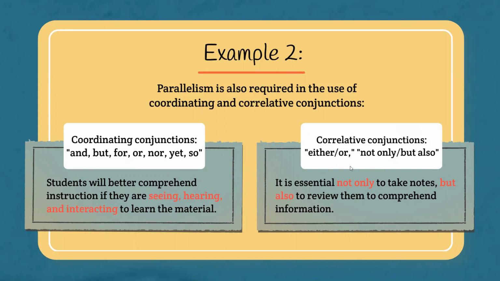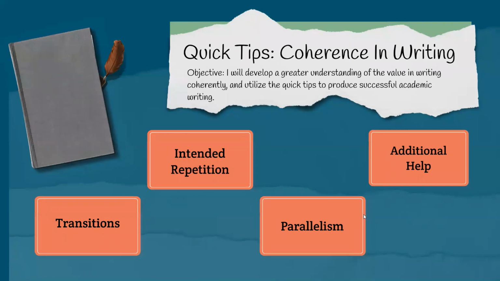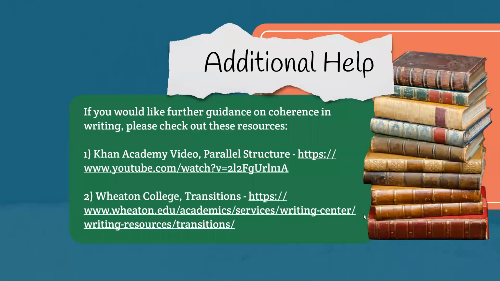Correlative conjunctions: either or, not only but also. Our example for correlative conjunctions reads, it is essential not only to take notes, but also to review them to comprehend information. One coherent idea there. Watch out for those correlative conjunctions as well. And really pay attention to that parallelism in your writing, as without that, based on our examples we've seen, it can be very distracting to our readers. We want them to have all the clarity.